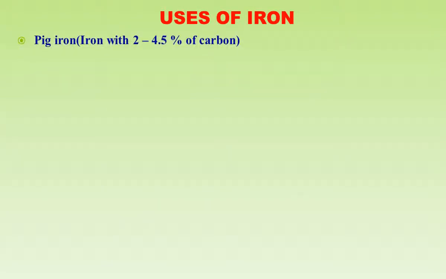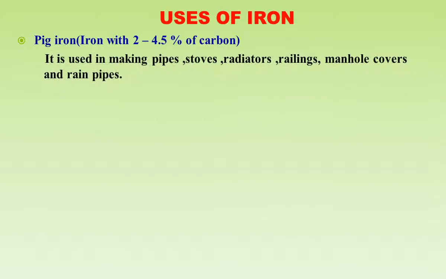Uses of iron. First, pig iron. Pig iron means iron with 2 to 4 percent of carbon. This iron is used in making pipes, stoves, radiators, railings, manhole covers and drain pipes. So pig iron is used to make these types of components.